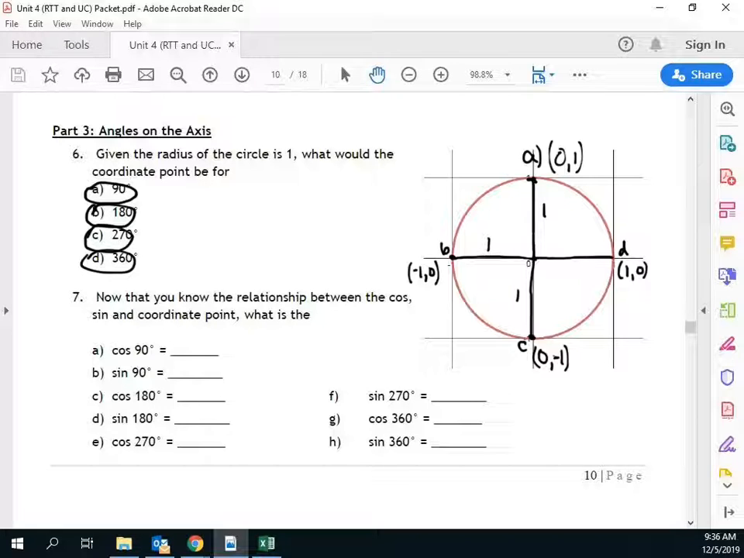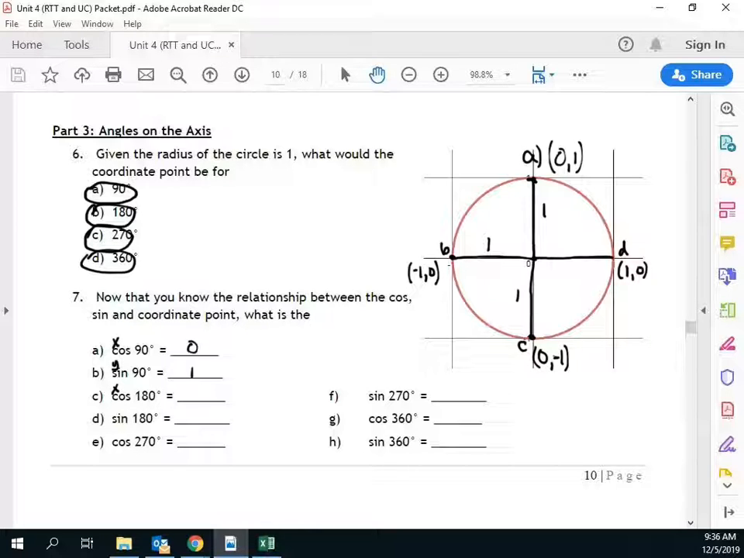So now that you know the relationship between cosine and sine coordinates, let's go ahead and find the cosine of 90 degrees. Look at 90 degrees. Cosine deals with what values? X values. So what is the x coordinate at 90 degrees? Sine deals with what values? Y. So what is the y value at 90 degrees? 1.